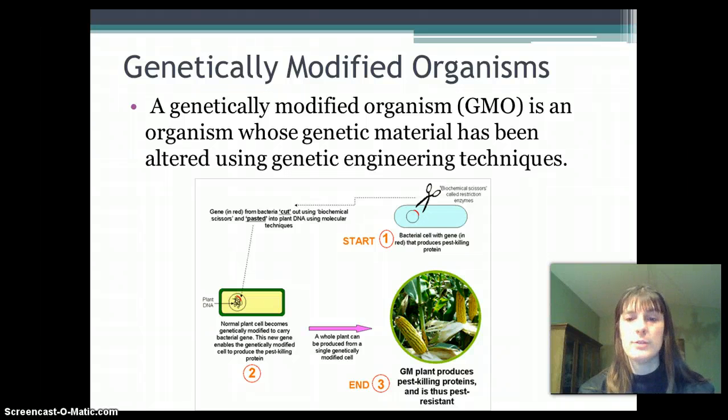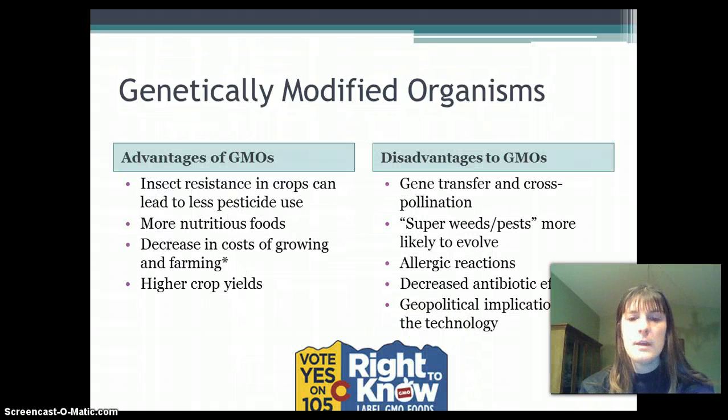Most of the corn grown in the United States, most of the soy grown in the United States are genetically modified organisms. A lot of other plants are genetically modified as well. So there are some advantages and disadvantages of genetically modified organisms. Some of the advantages is that you can increase insect resistance. So if you take a gene from something that is insect resistant and put it into a plant, then that plant can have more insect resistance and less chemical pesticides would need to be used.